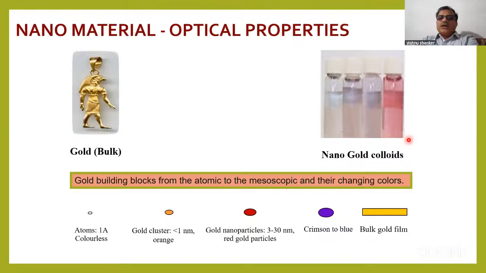Another example is gold. If you compare the gold nanoparticle with bulk gold, as everyone knows, bulk gold has a gold color.